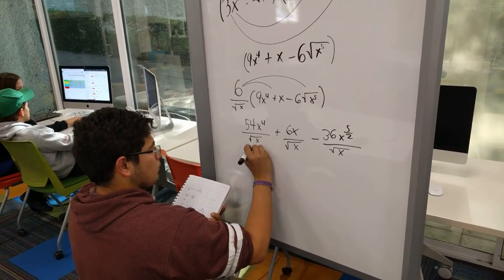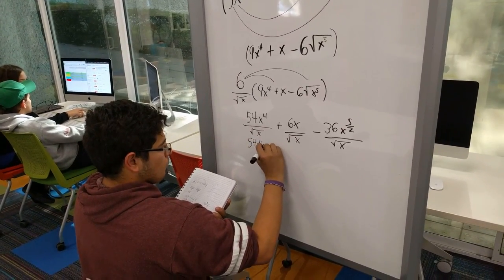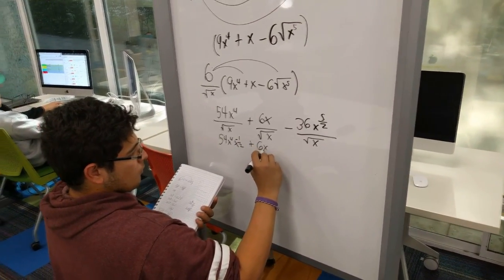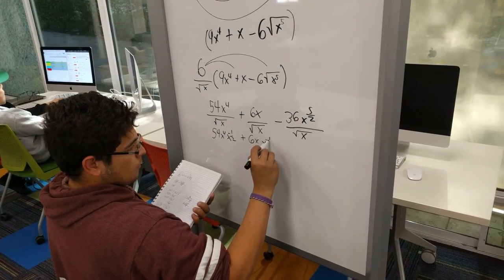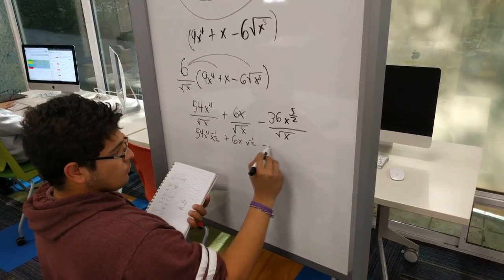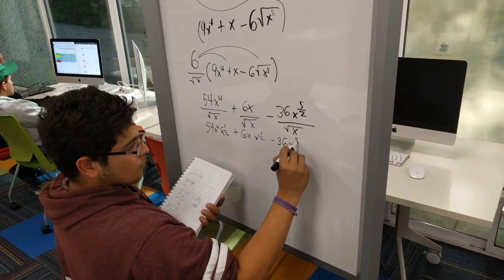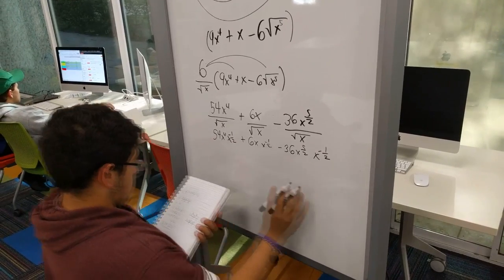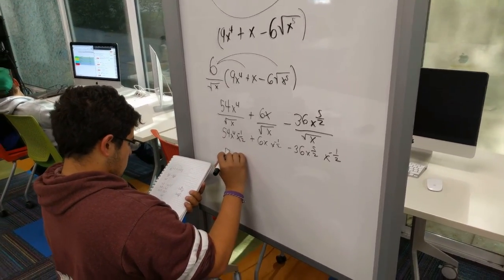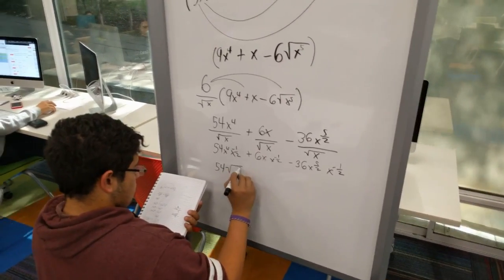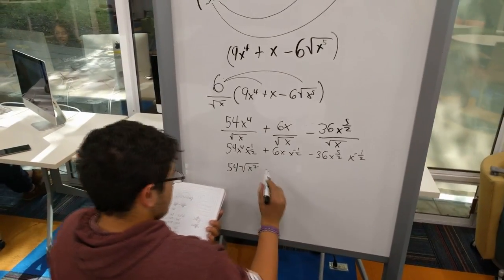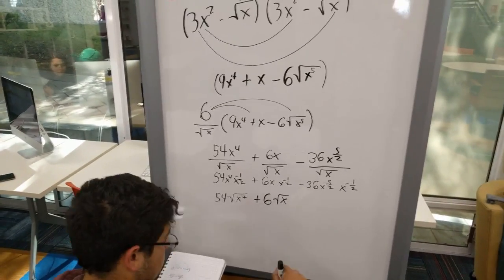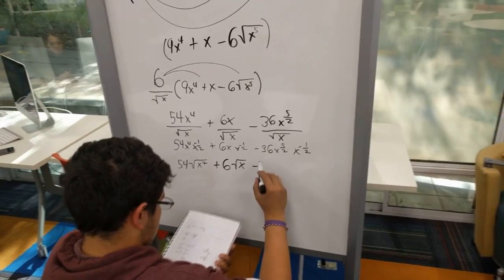Step 4. Simplify. Get rid of the square root of x in the denominator. Then you will have the next equation: 54x to the 4th power times x to the negative 1/2 plus 6x times x to the negative 1/2 minus 36x to the 5th over 2 times x to the negative 1/2. And your answer will be 54 times the square root of x to the 7th power plus 6 times the square root of x minus 36x to the 2nd power.